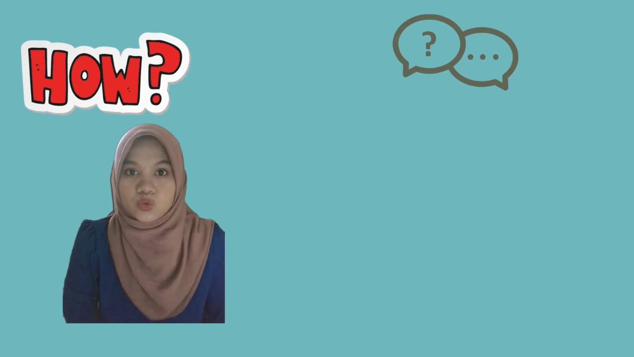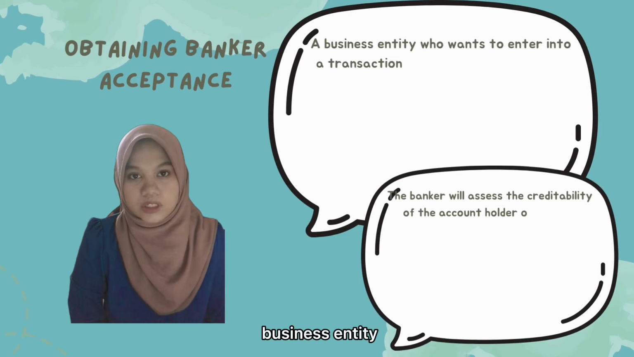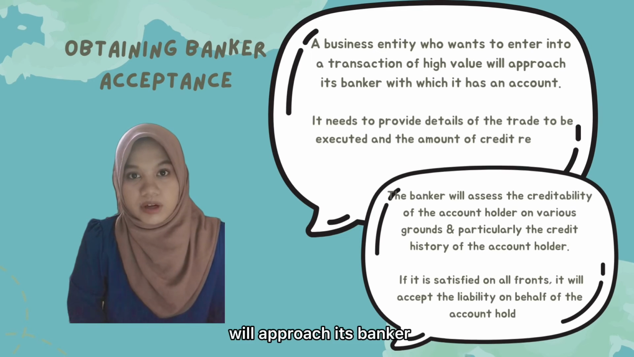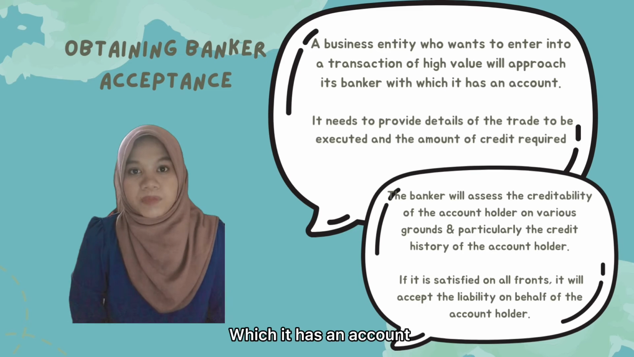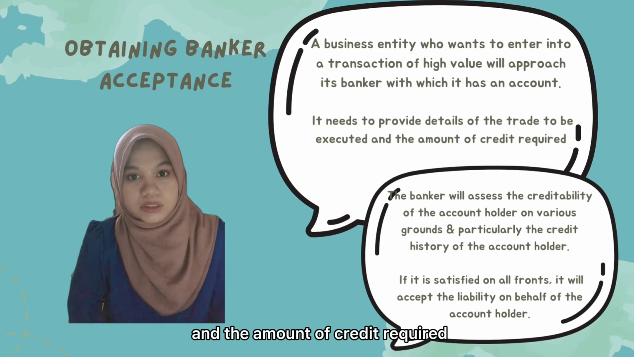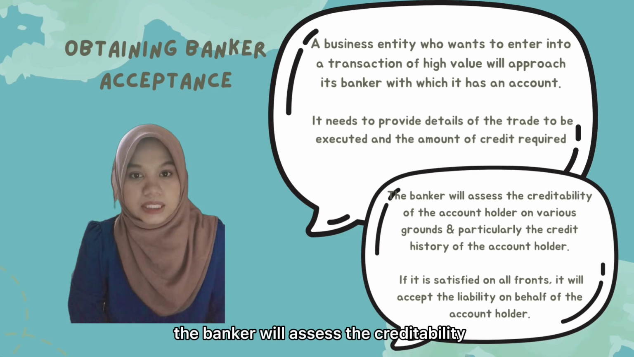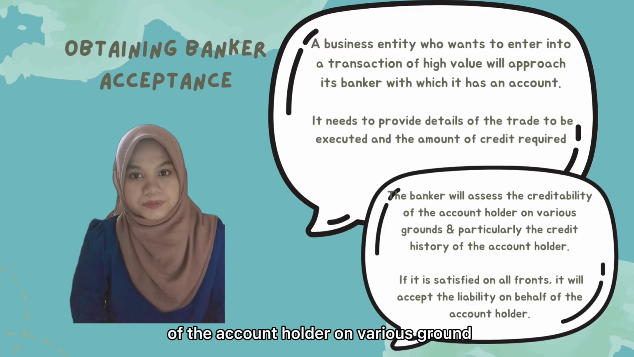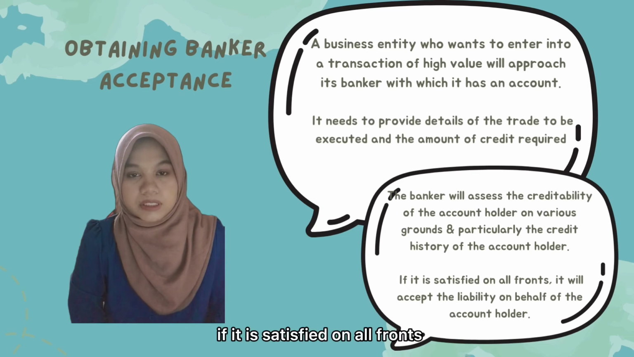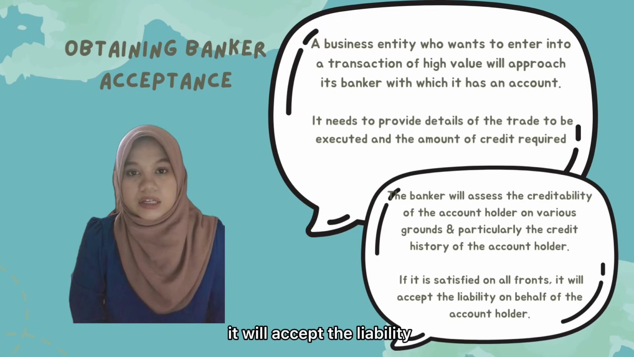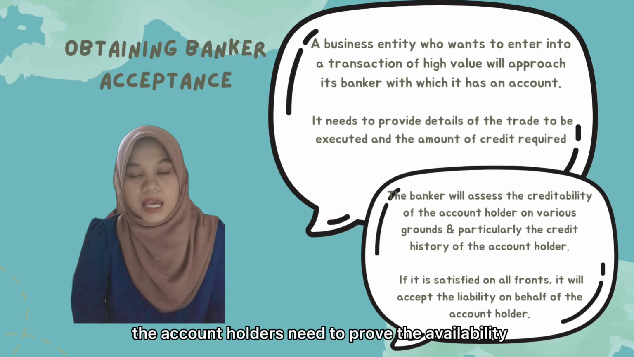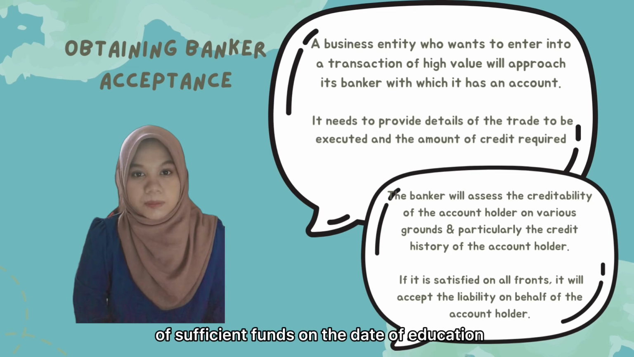A business entity that wants to enter into a transaction of high value will approach its banker with which it has an account. It needs to provide details of the trade to be executed and the amount of credit required. The banker will assess the creditworthiness of the account holder on various grounds and particularly the credit history of the account holder. If it is satisfied on all fronts, it will accept the liability on behalf of the account holder. The account holder needs to prove the availability of sufficient funds on the date of execution and has to pay the charge to the bank.